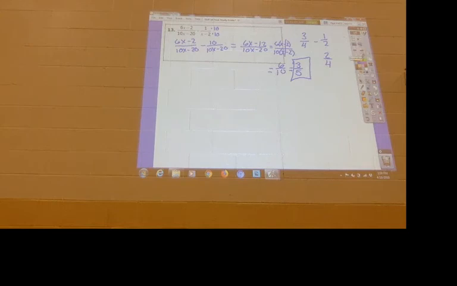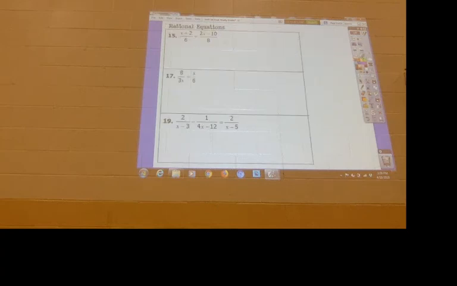All right, going to 15 as soon as it will change. There it goes. Okie dokie. What is different? It's a rational equation now. There's an equal sign in the middle.